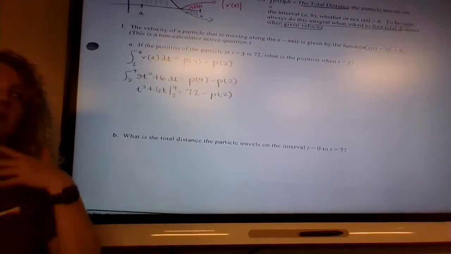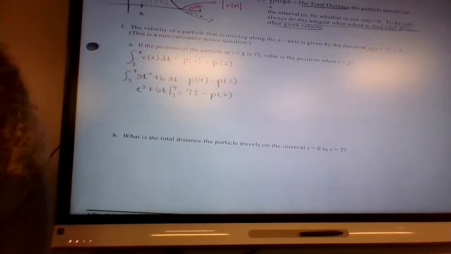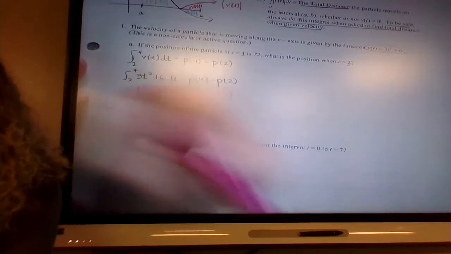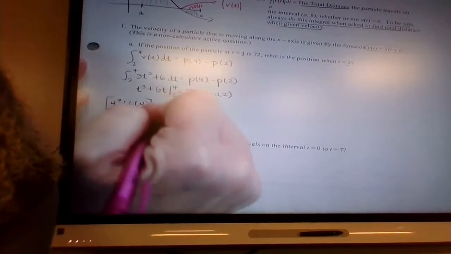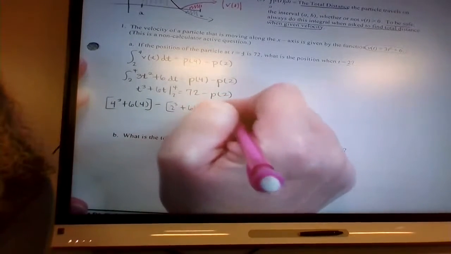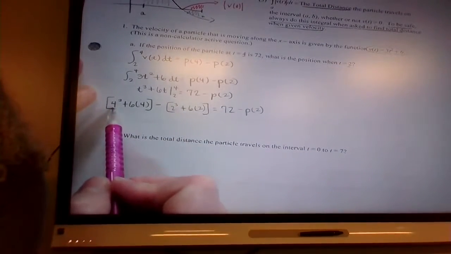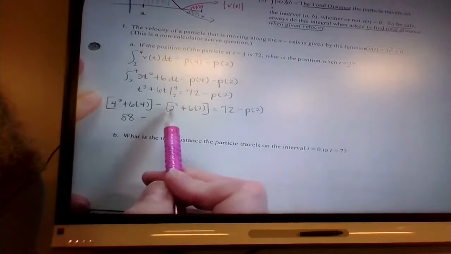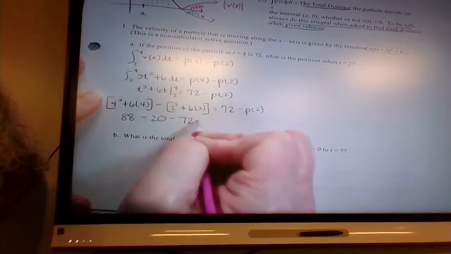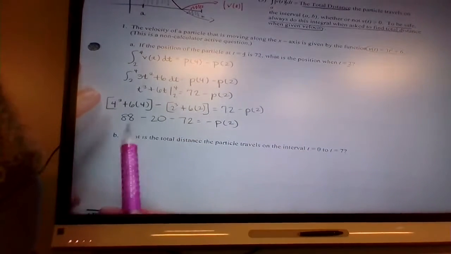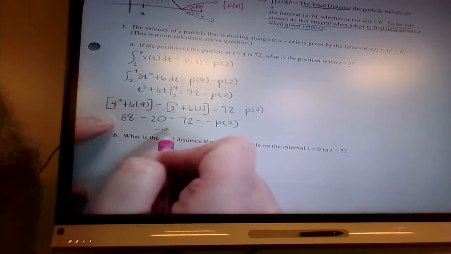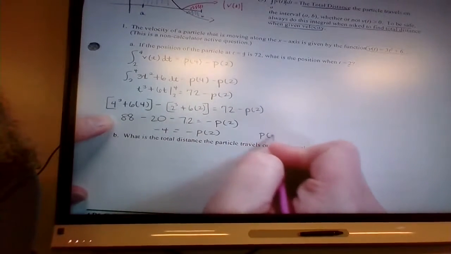So at this point, I can plug in things and figure out everything and have p(2) left by itself. That's going to be 4 cubed plus 6 times 4, minus 2 cubed plus 6 times 2, equals 72 minus p(2). So that's going to be 88 minus 8 plus 12 minus 20. I'm running out of room, so I'm going to move that minus 72 over here. That's going to be negative 92. So I've got negative 4 equals negative p(2), or p(2) equals 4.